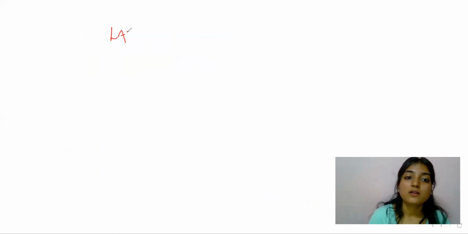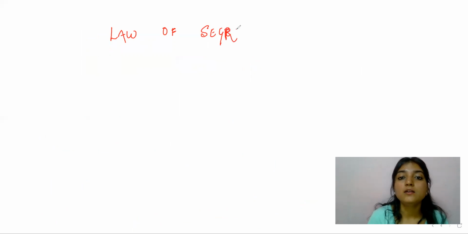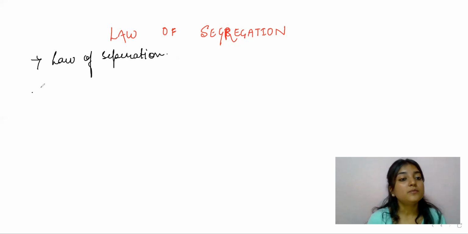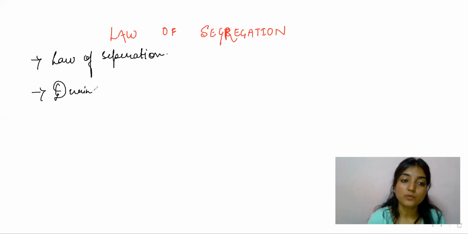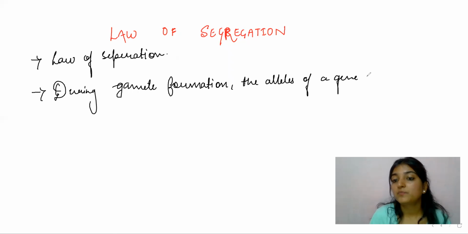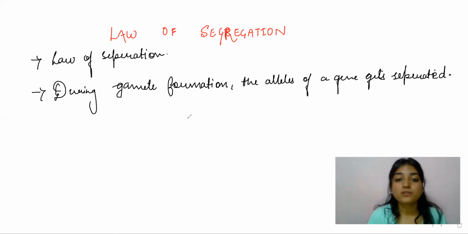Now we will study the second law, the law of segregation. According to Mendel, this law is also known as the law of separation, because during gamete formation, the alleles of a gene get separated.